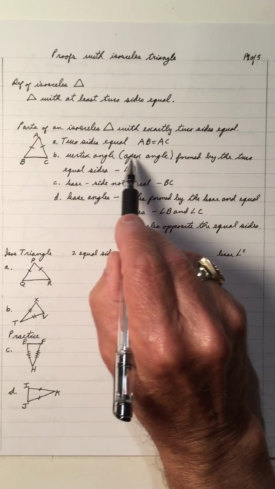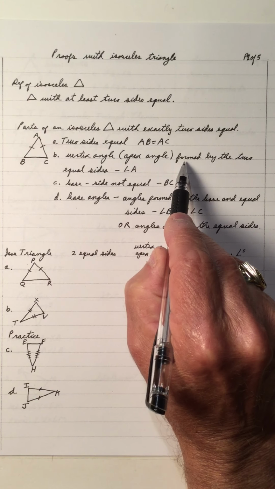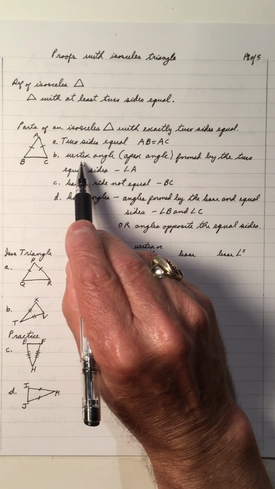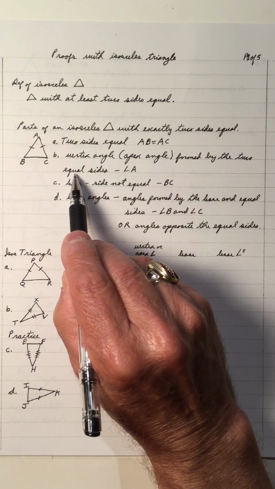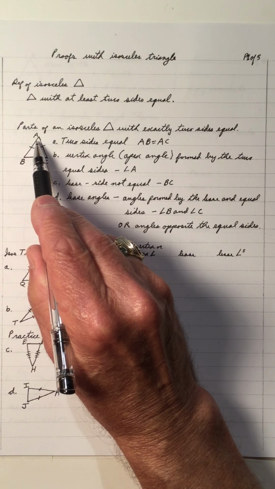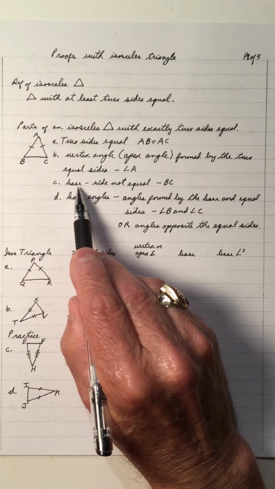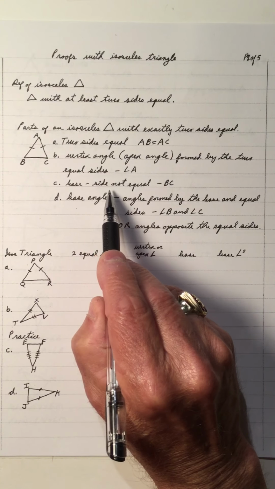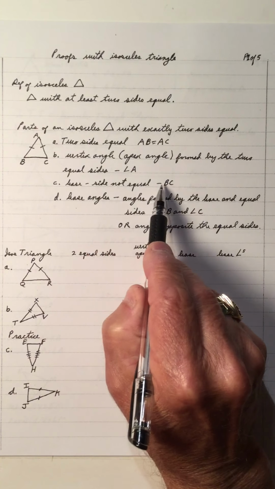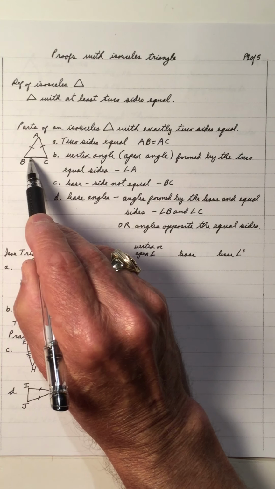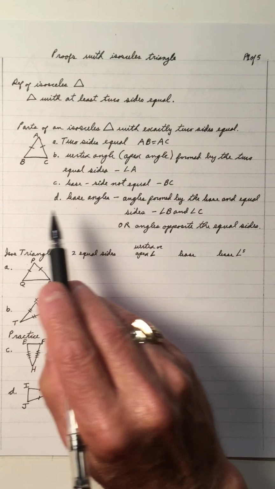The vertex angle or apex angle is formed by the equal sides. So the vertex angle is the angle formed by the two equal sides, and that's angle A. The base is the side not equal. So the base is BC. That's the side that's not equal. That's the base of the isosceles triangle.